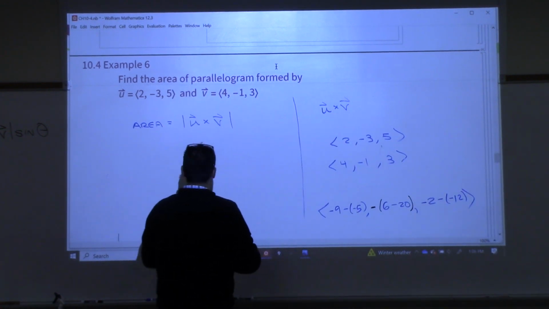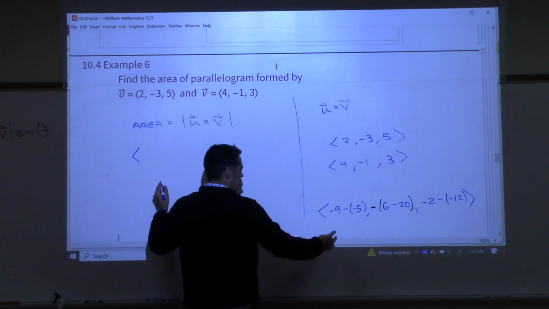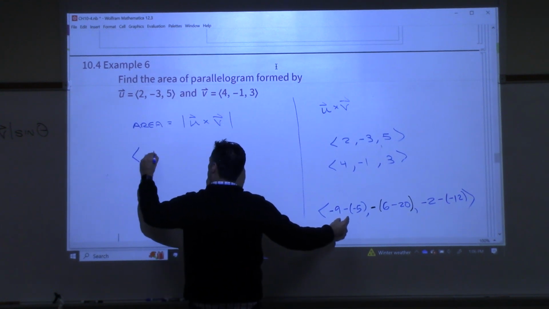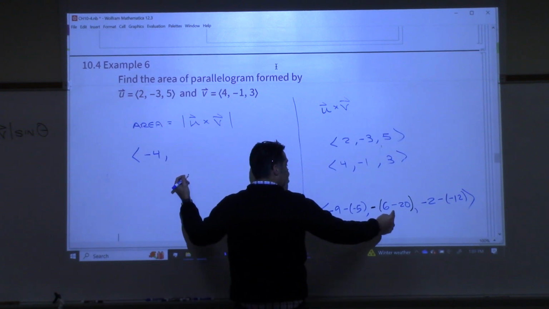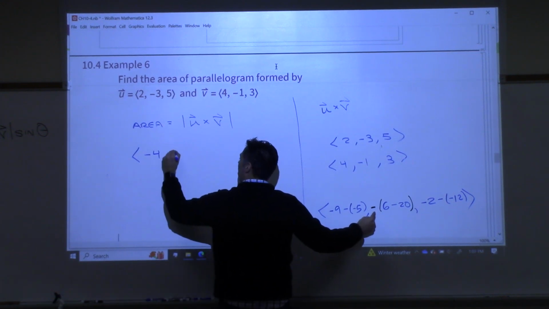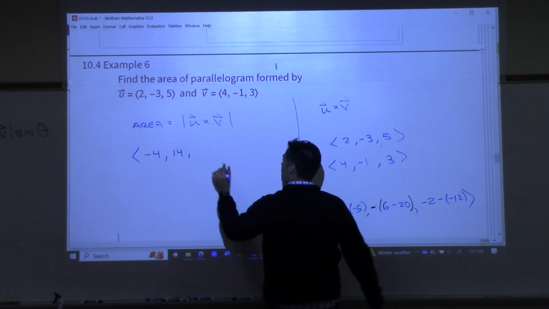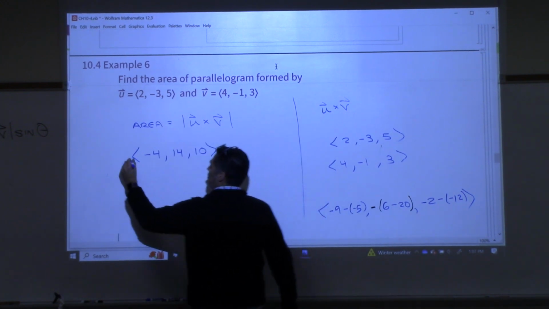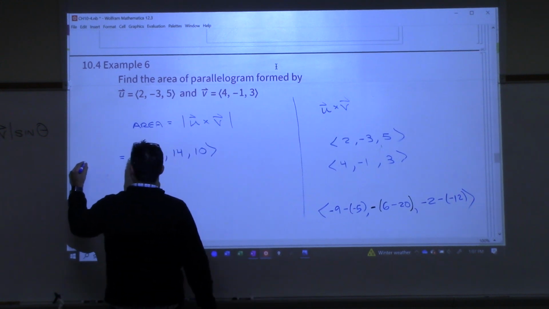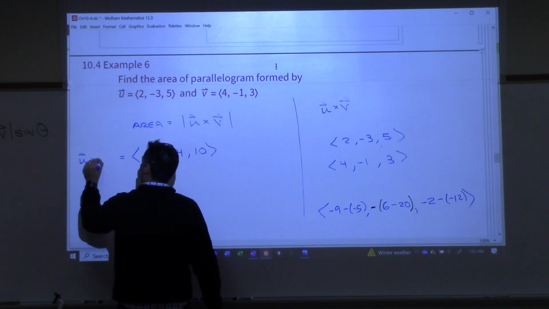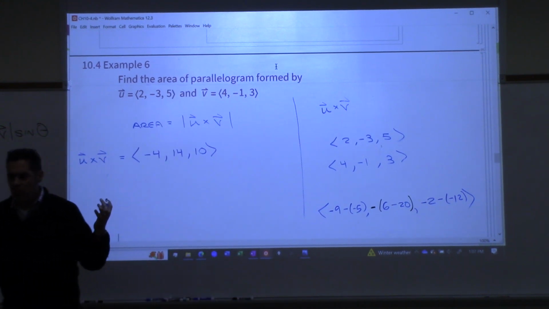So our result, and I might need someone to grab a calculator. When I put these together, this is going to be -4. And then put this together, it's going to be -14, but then change it to +14. And then it's going to be 10? Yeah. Okay, this right here is u crossed with v. Any questions on that? I mean, we did that before.